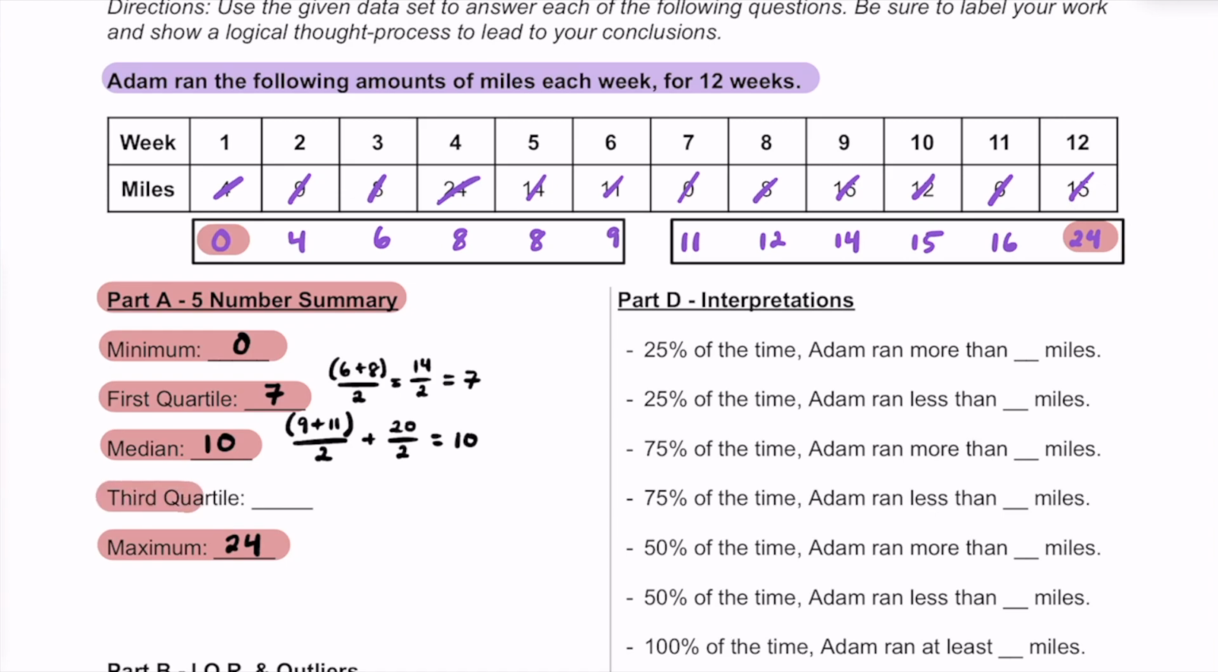All right, for our last 5-number summary value, this is going to be the third quartile. So if the first quartile was going to be in the middle of our lower half, the third quartile is going to be the middle of our upper half. So our upper half is going to be right over here.